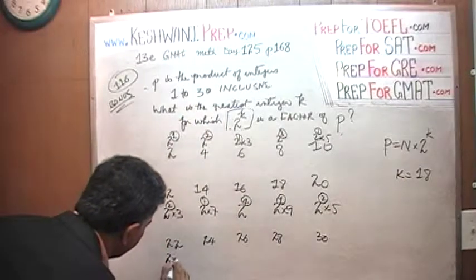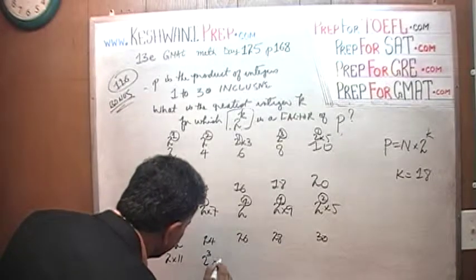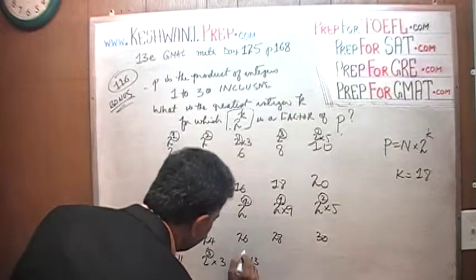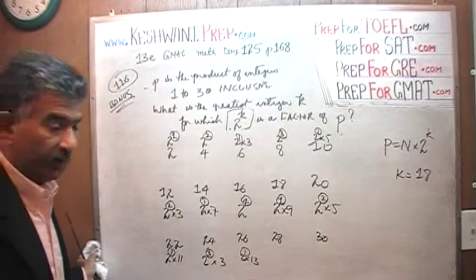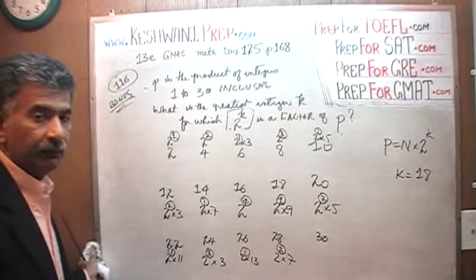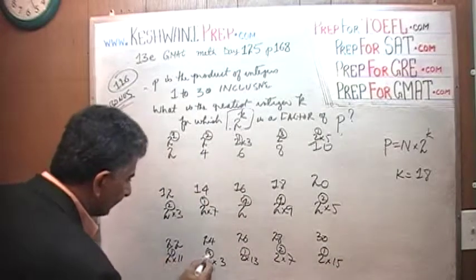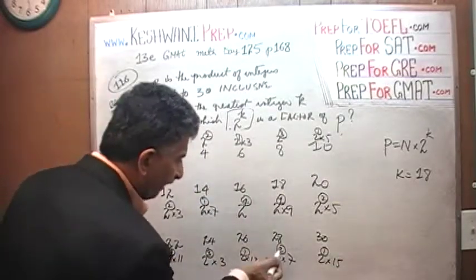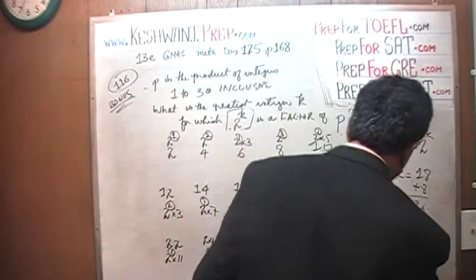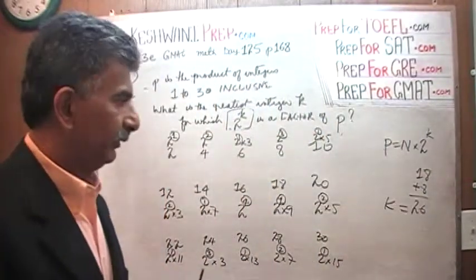22 can be written as 2 times 11. 24 can be written as 8 times 3, which is 2 raised to 3 times 3. So we have 1 so far, 3 here. 26 will be 2 times 13, so there's another one. 28 will be 4 times 7, which is 2 squared times 7, so another 2. And 30 can be written as 2 times 15. So we have 1 plus 3 is 4, 4 plus 1 is 5, 5 plus 2 is 7, plus 1 is 8. Voila, k equals 26 in this example.